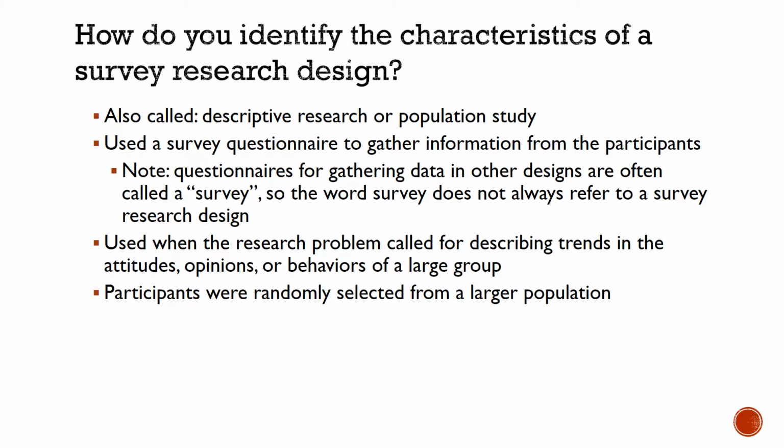And a quick note here about terminology: although you may see questionnaires used for gathering data in other designs referred to as surveys, that does not mean that the research design employed was necessarily a survey research design. In order to identify the research design, you need to look more closely at the research problem. Did they aim to describe trends of a very large group or not? And also, typically in a survey research design, more rigorous sampling techniques are used. For example, simple random sampling, stratified random sampling, and so forth.